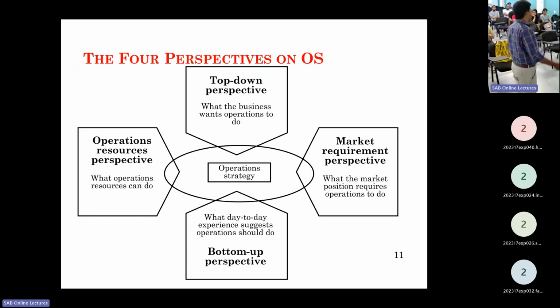Now, in addition to these two perspectives, the top-down perspective and the market requirement perspective, there are other ways that operations strategy can be understood. Especially this. This is another practical, commonly used approach. We call it the operations resource perspective. From the operations resource side, how operations strategy can be seen and developed. It's simple, but practical.